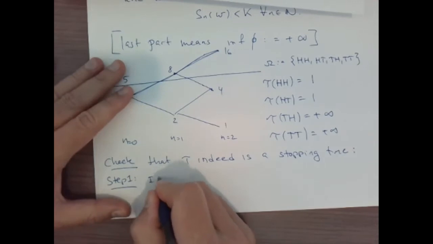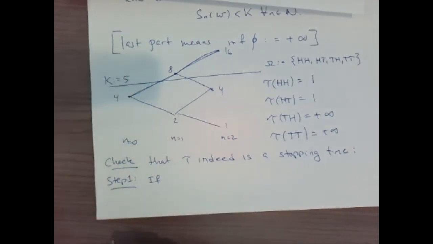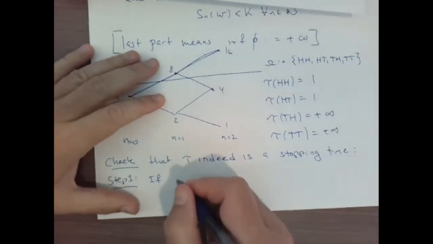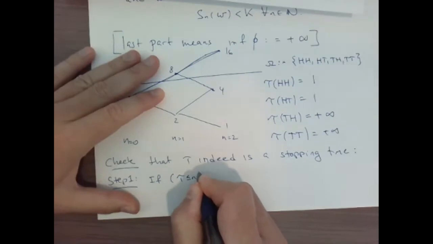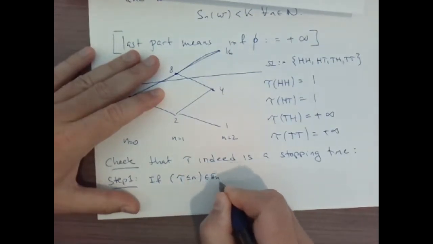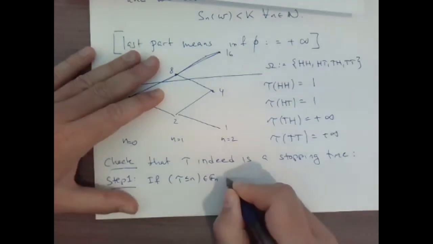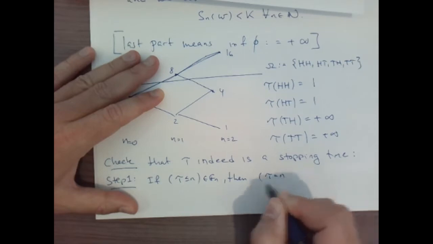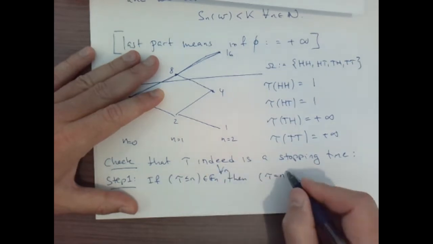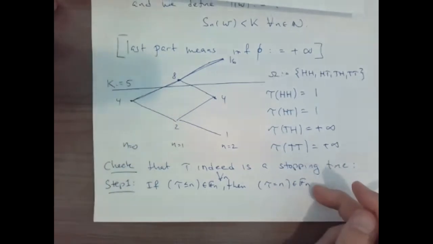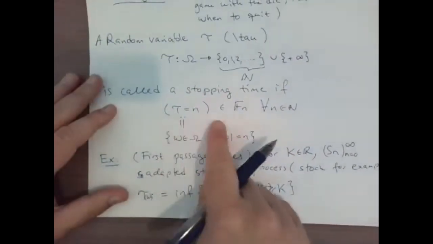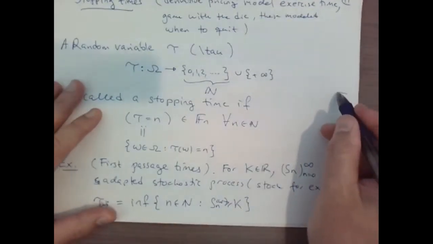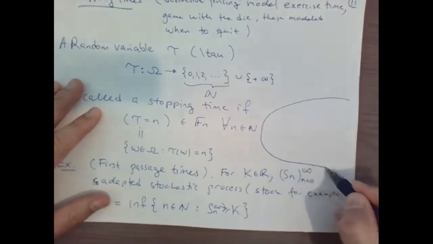If I check that tau less than n belongs to Fn for all n, then I'll also have that tau equal to n, this set, belongs to Fn. This condition that you see here is the one that one uses in discrete time. Given that you're going to be in continuous time in the spring, we should make sure we also know what that condition is.